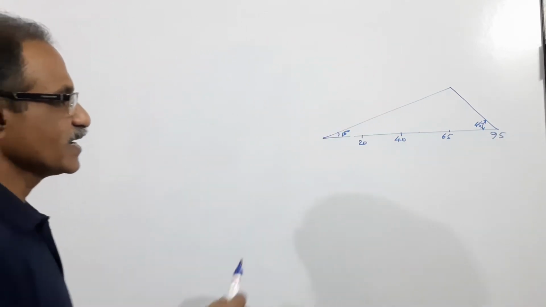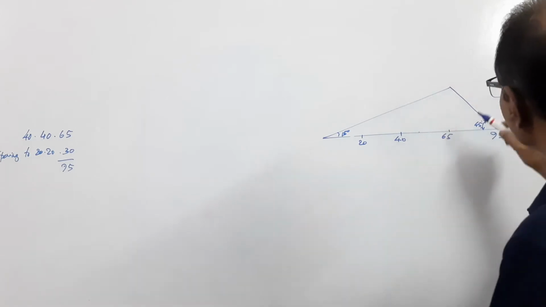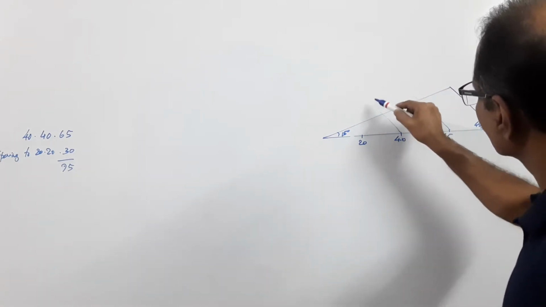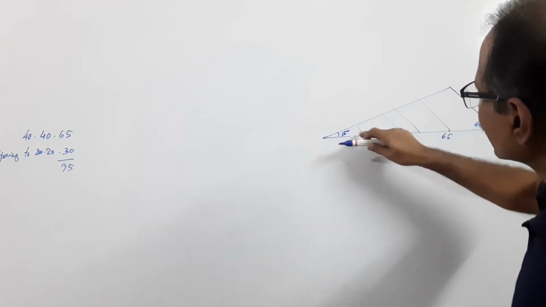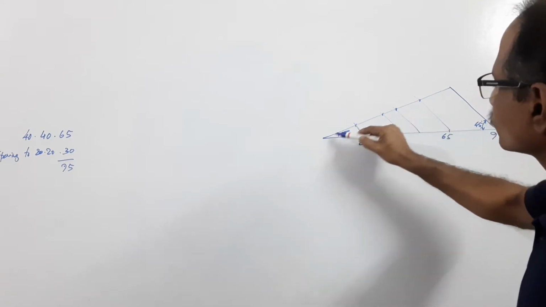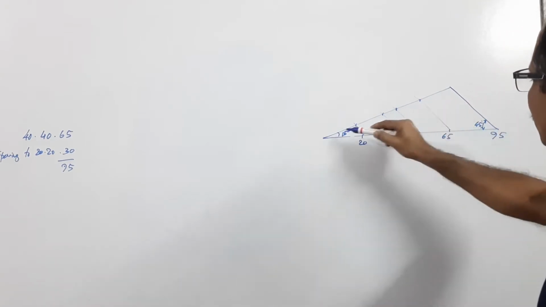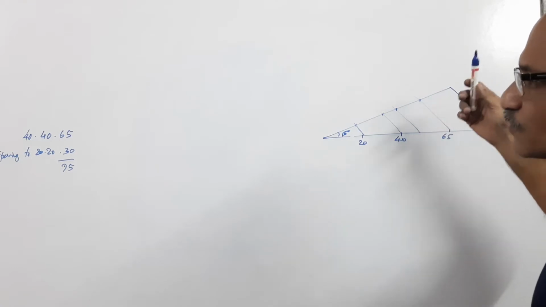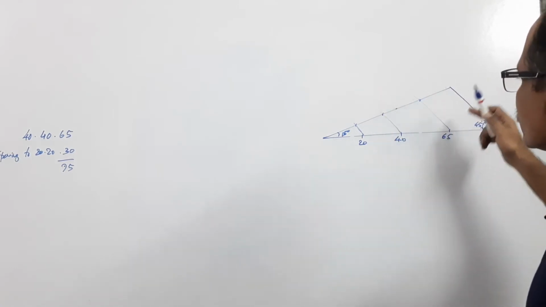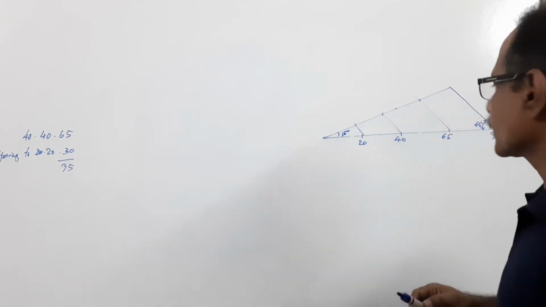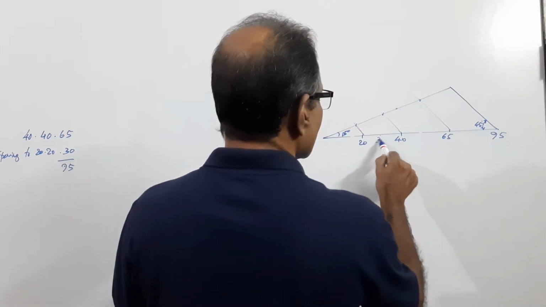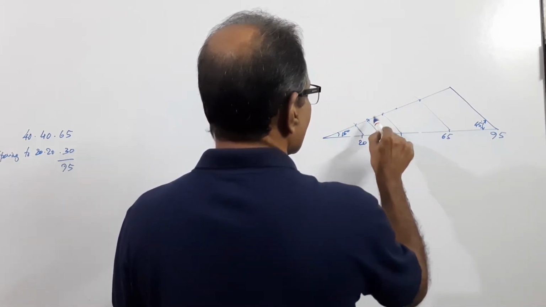That is the isometric scale. Now through these points, draw lines parallel to the side. You get the corresponding isometric lengths. This is ISO 20, this is ISO 40, this is ISO 50, which is not required. This is ISO 65, this is ISO 95. Then I think 30 is required. This is ISO 30.